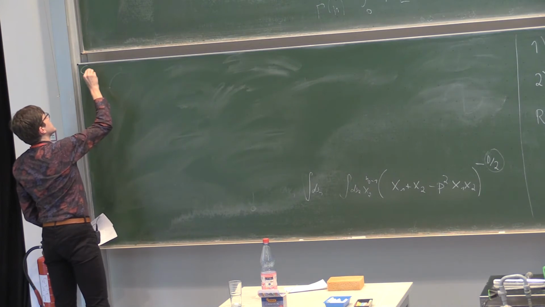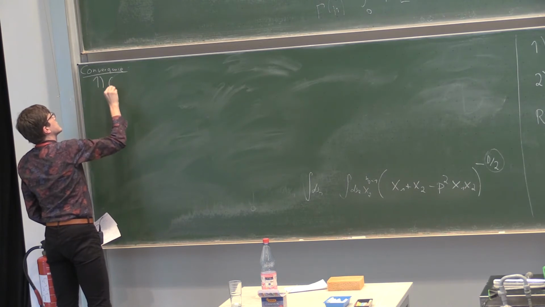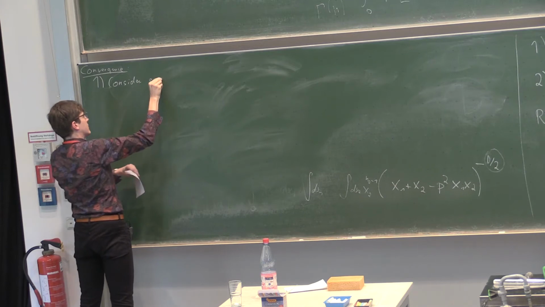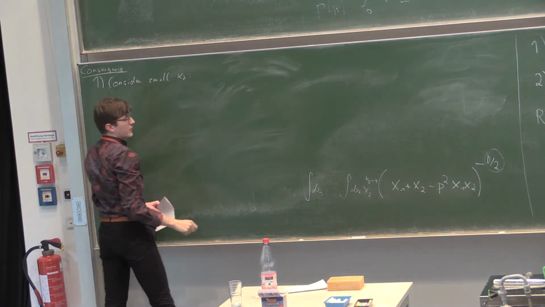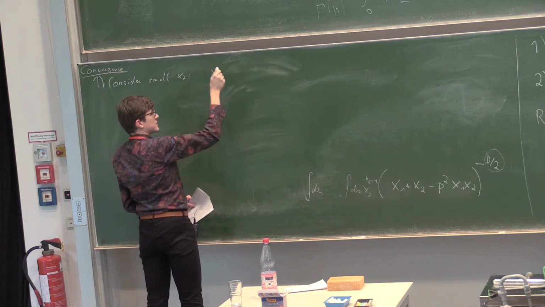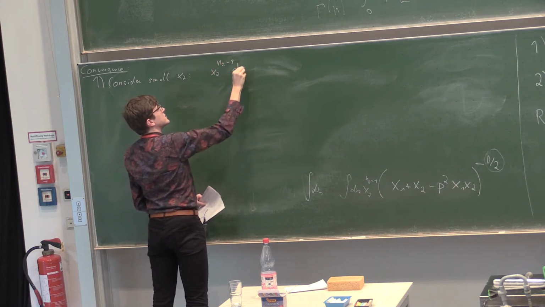So for the convergence, consider small x2. What happens to the integrand? The integrand in this limit, when x2 becomes very small, is x to the n2 minus 1 dx2.